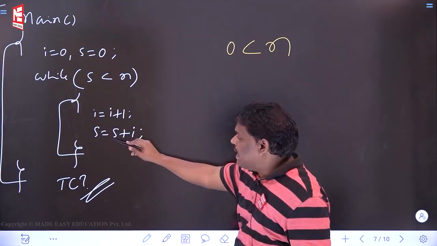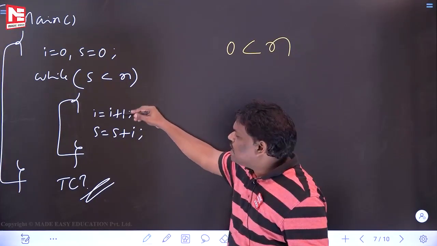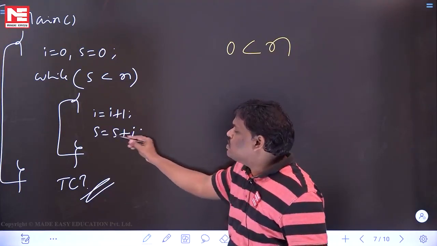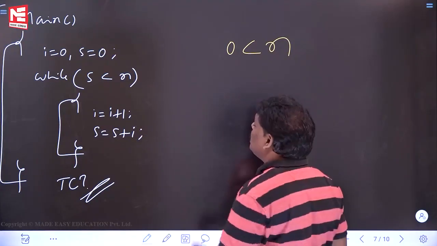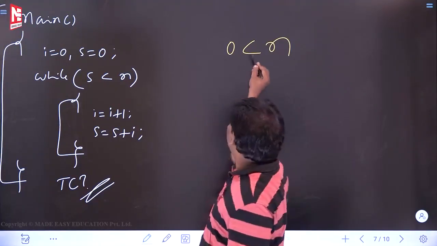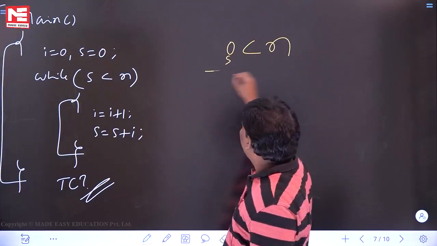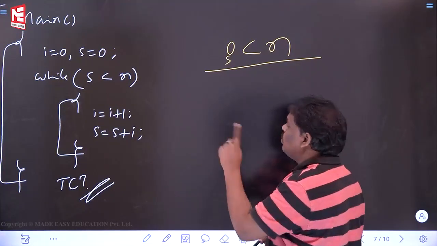For the s, what will be added? I. What is the I value initially? 0, right? I is always incrementing by 1. S is going to be s plus I. Initially I value is 0, s value is 0. So 0 less than n condition is true. Inside, I will increment by 1, s is equal to s plus I.